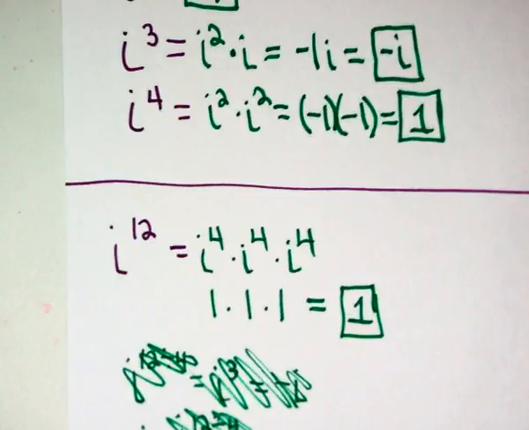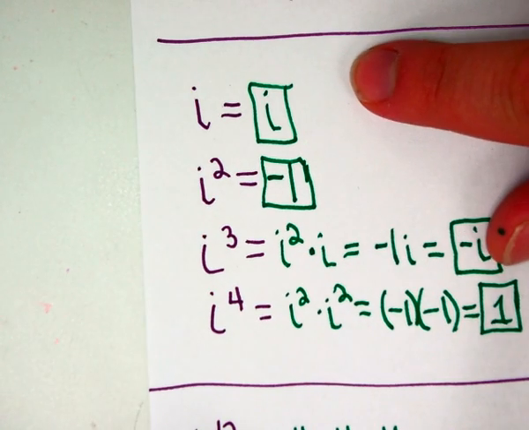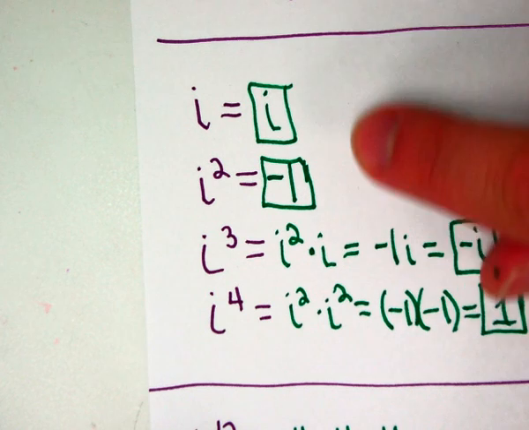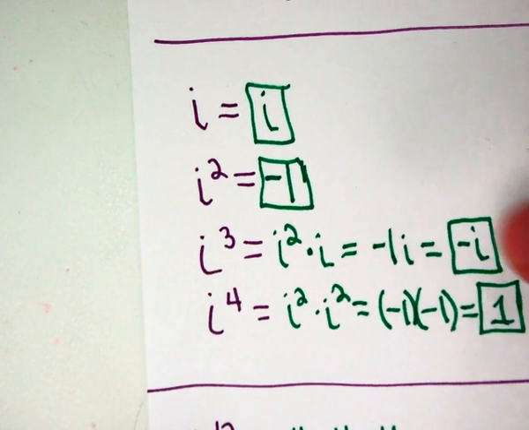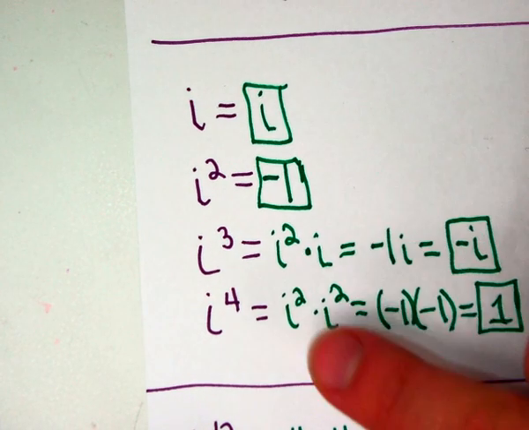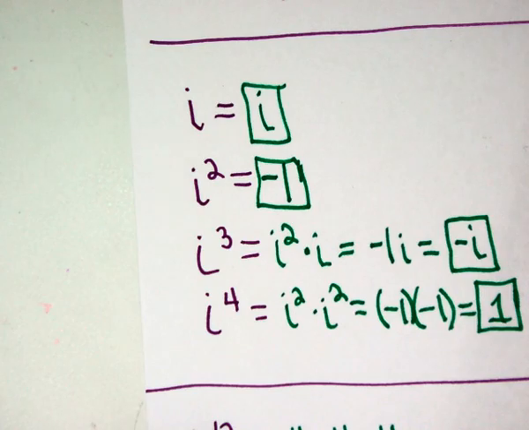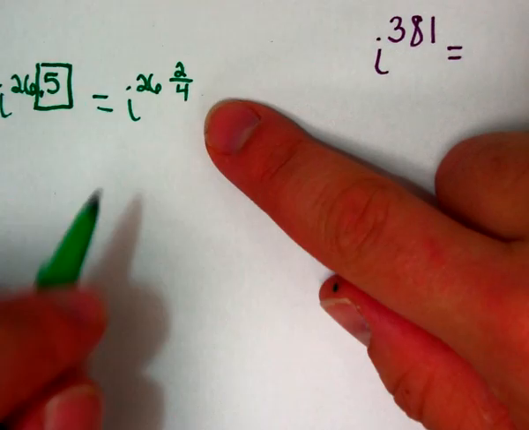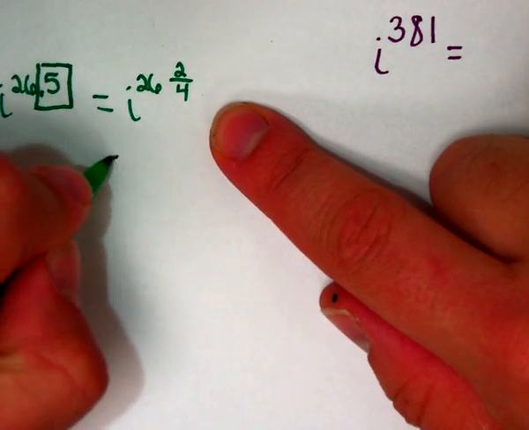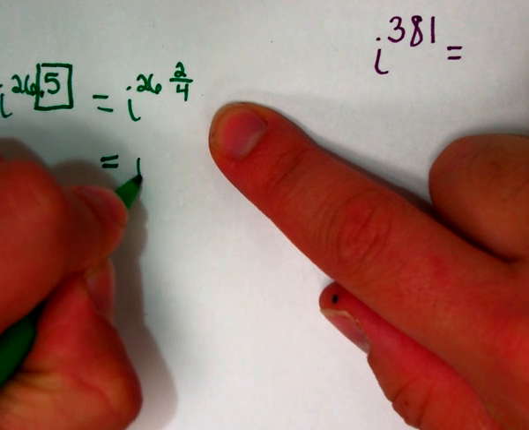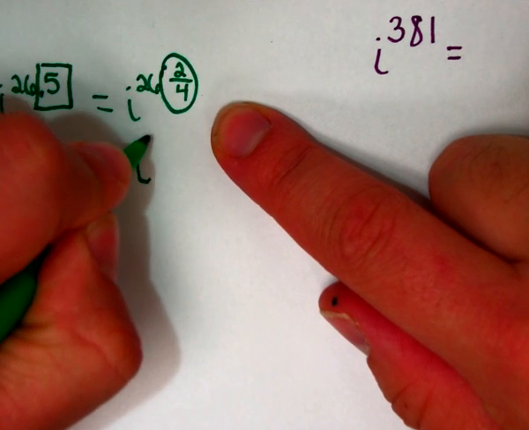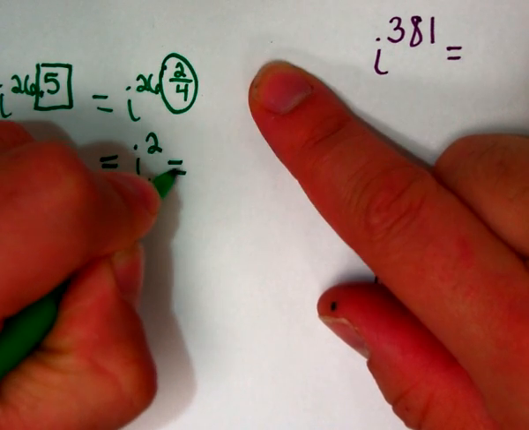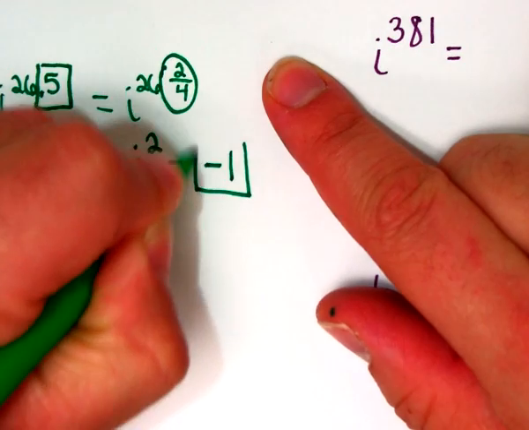The pattern happens every 4 times. So this is the 1 if I had 1 remaining. This is if I had 2 remaining. This is if I had 3 remaining. And this is if I had 4 remaining, or none ultimately at the end. So i to the 26 and 2/4 means that we're going to have just i to the 2nd power, which means the simplified value for this is negative 1.